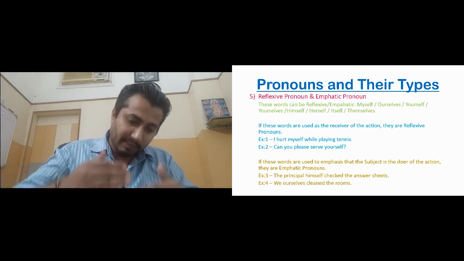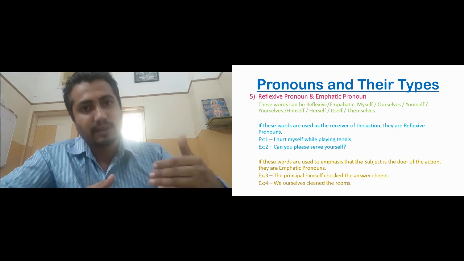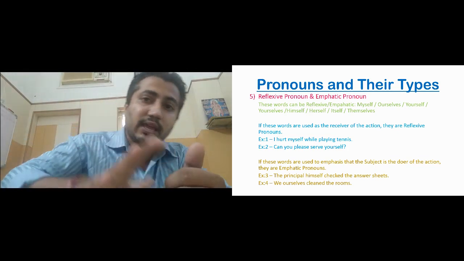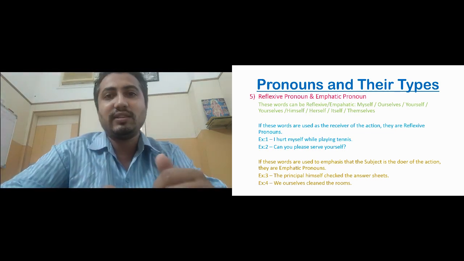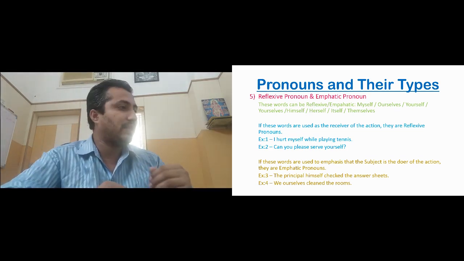This self pronoun tells that the subject only is the doer of the action, he is the one and no one else. Then it is called emphatic pronoun. It is emphasizing. It is giving more importance that the subject only is the doer of the action. That is why it is called emphatic pronoun. Let us look at the examples.